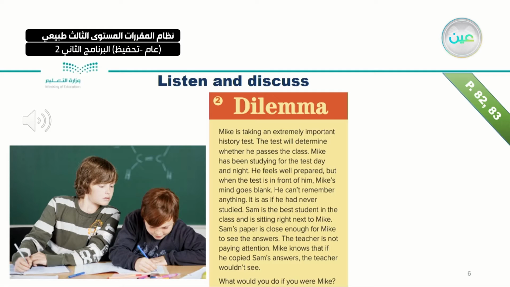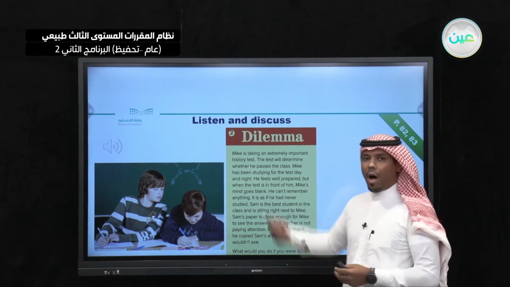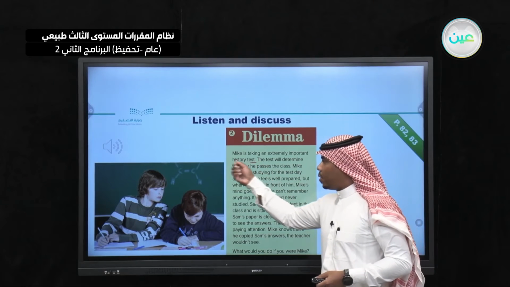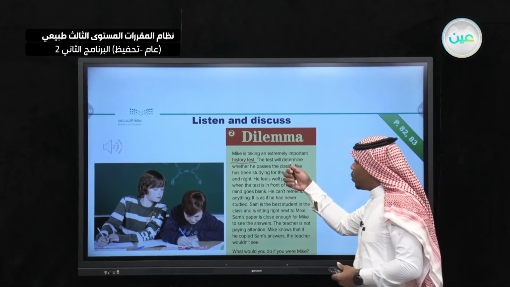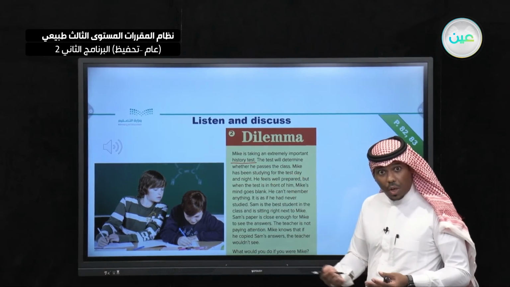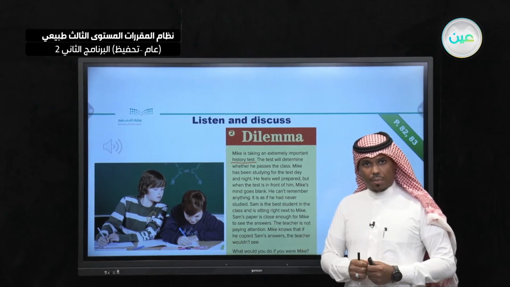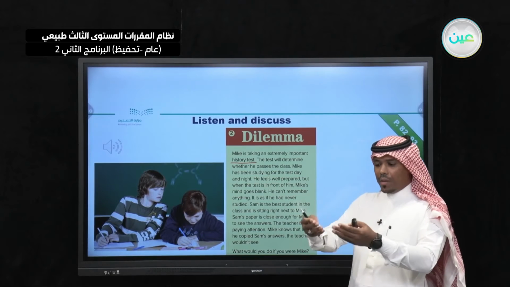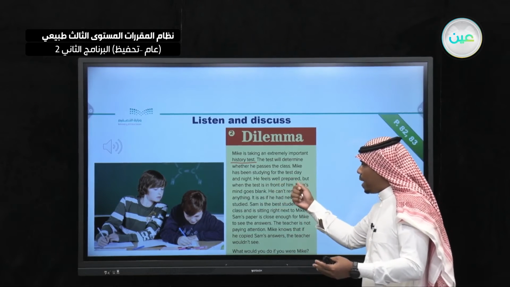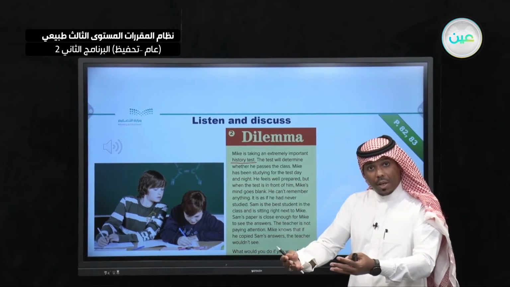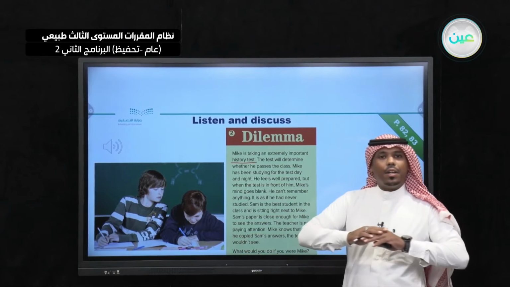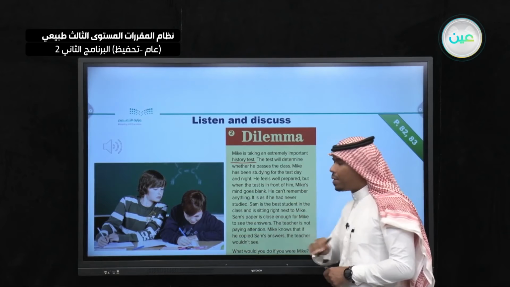Okay. Would you cheat? Why? Because in this situation, what happened here with Sam and Mike? Mike is taking an extremely important history test. So he's taking a history test, but the test will determine whether he passes the class. So the test is extremely important. Then Mike has been studying for the test day and night, and he feels well prepared, but when the test is in front of him, what happens? Mike's mind goes blank, as if he studied nothing. So he can't remember anything.